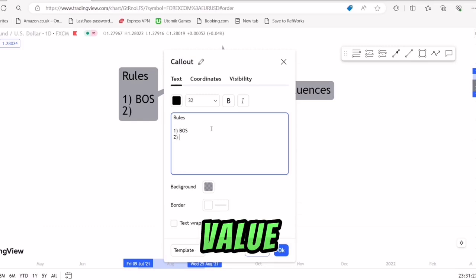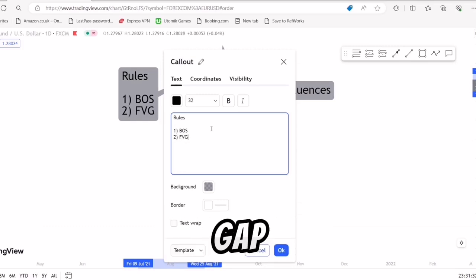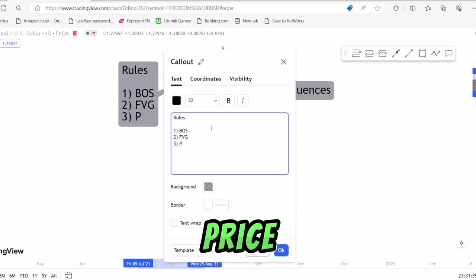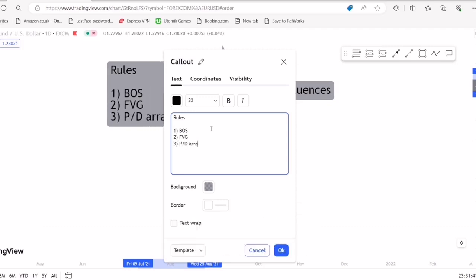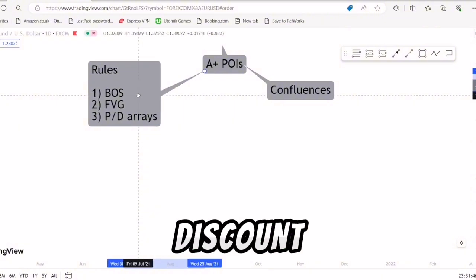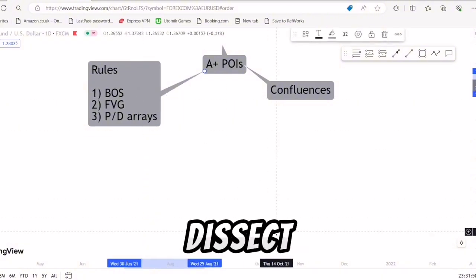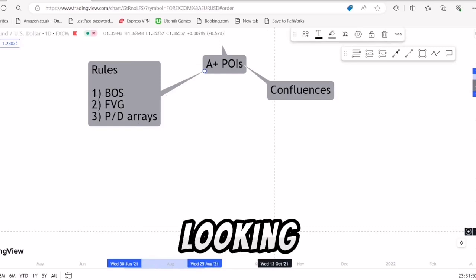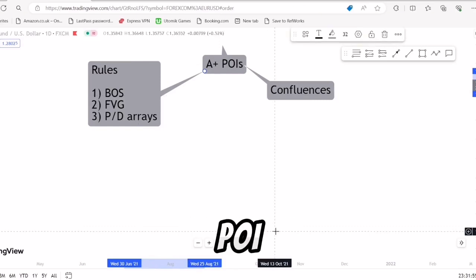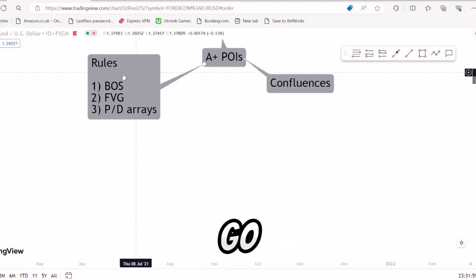The second thing is that it must leave an inefficiency, or a fair value gap. A fair value gap is absolutely key, and we're going to go over why later on in the video. The third thing is that we need price respecting the PD arrays. What do I mean by that? We want to be looking for bullish POIs in the discount, and bearish POIs in the premium. So this video will dissect a couple of bearish POIs, looking at how a POI can be priced in the premium when we're looking for sells. Let's quickly go over our rules.